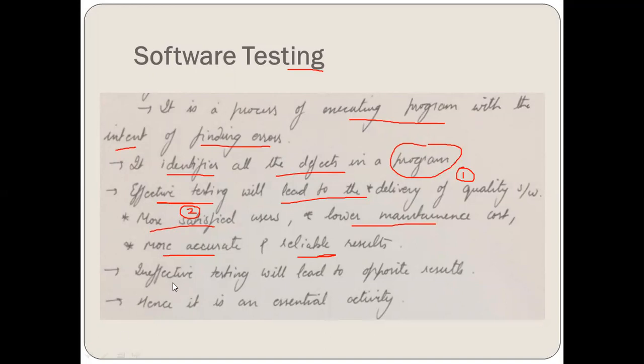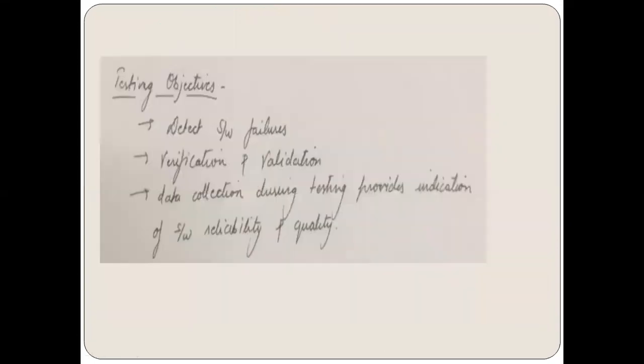If you have done ineffective testing, then what will it be leading to? It will lead to opposite results. When I say opposite results, the quality of the software will be low, maintenance cost will be high, the users will not be satisfied, and the software will not be reliable and accurate. Hence, it is an essential activity, right? So software testing is considered to be a very important part of the SDLC when developing the software, right?